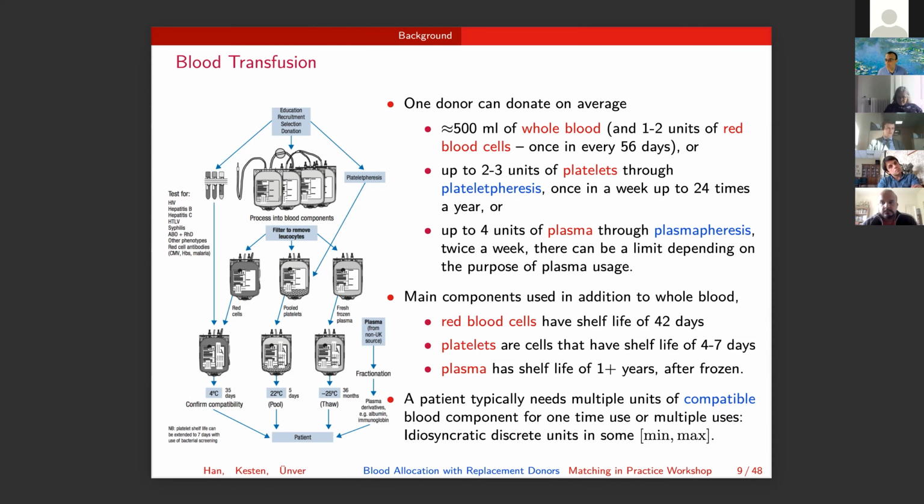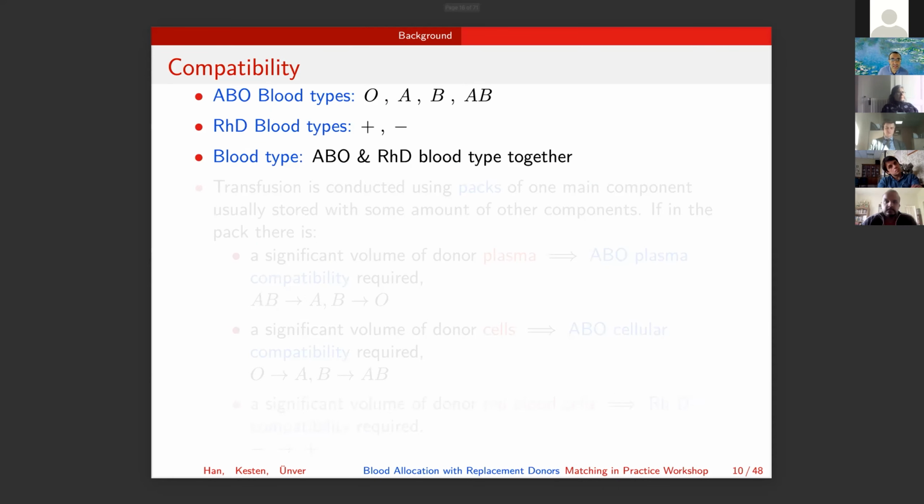So that's the only one which is not called an elective surgery. All right. Let me finally give, before I move on, I don't want to spend more time on this, just the compatibility requirements. It's actually quite complex, and it depends on how these products are stored.